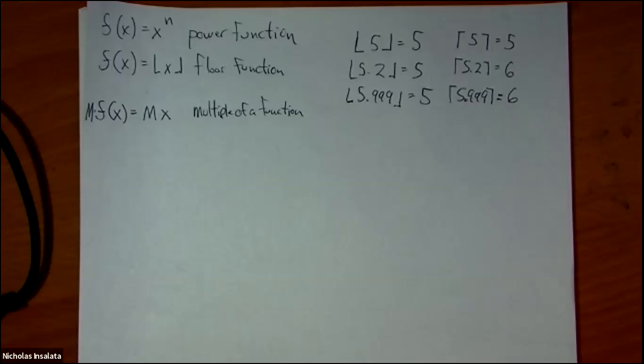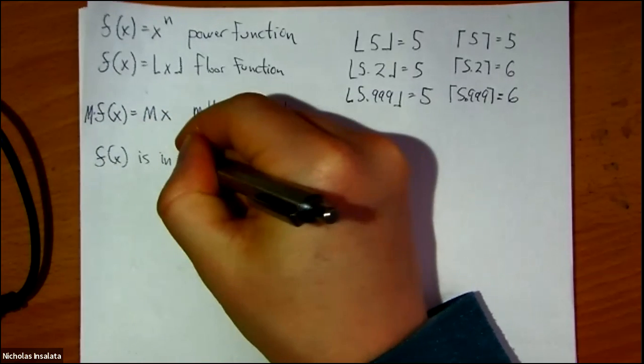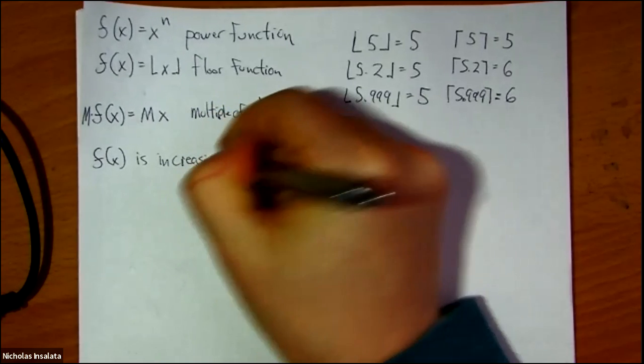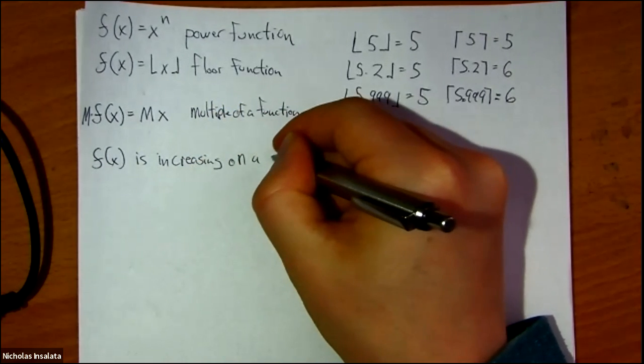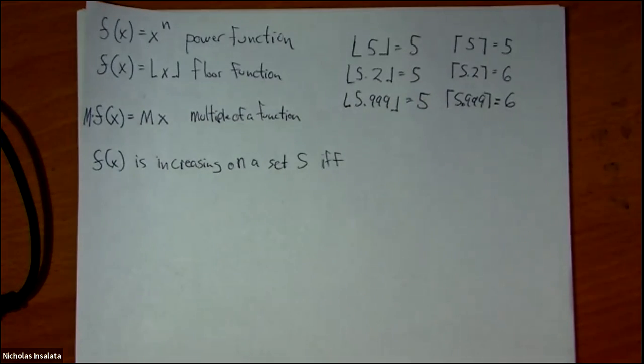Good. Okay, cool. So in that case, let's talk about increasing and decreasing functions. They don't have to always be increasing or decreasing, but we say that they're increasing in a particular interval, or over a particular set. And an interval is just a set. So we would say f of x is increasing on a set S if and only if what exactly?